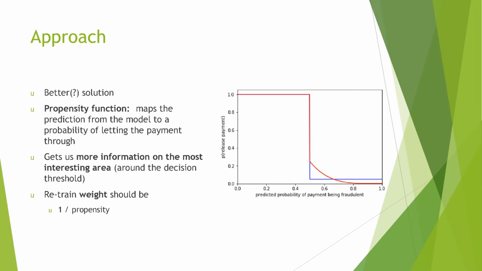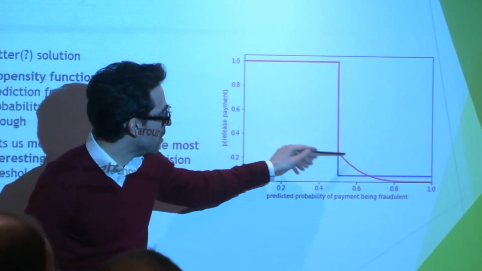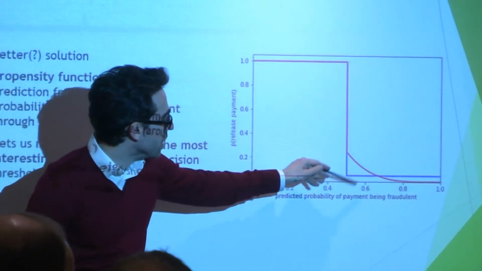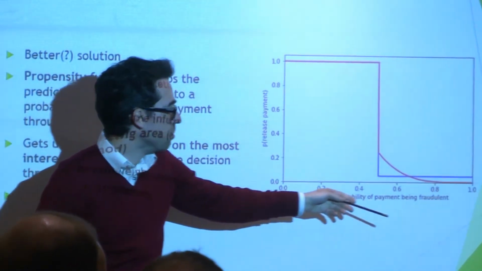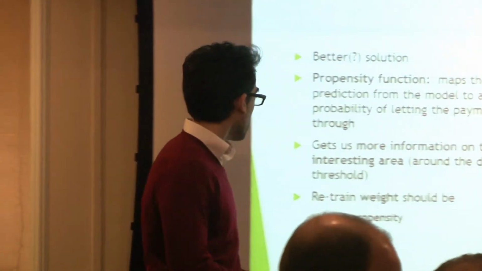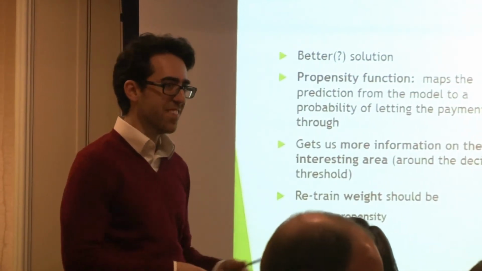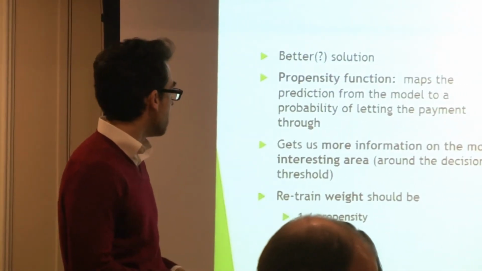You can create a function like this. We call this a propensity function, which basically maps the prediction of the model to the probability of letting the payment through. And if you calibrate your function, you can define how much of these payments you want to let through. So get more information from the gray area and let only a few payments through from the quite obvious area. And the question mark is here because, well, it depends if it's better or not. This has to be calibrated.